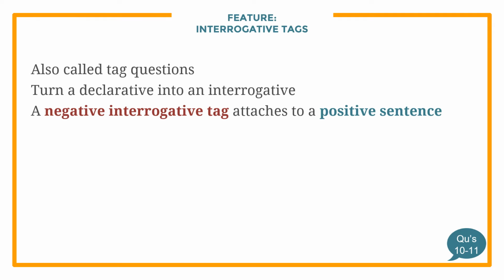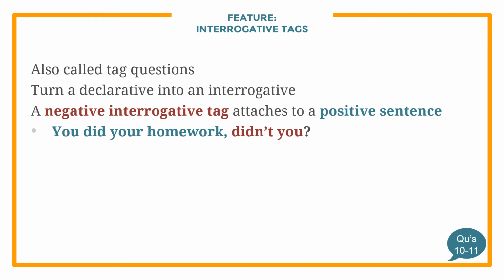What we can do is we can attach a negative interrogative tag to a positive sentence or a positive declarative. For instance, if I say, you did your homework, that's a positive sentence. All right, I'm assuming that it has been done. I can then attach a tag to that of didn't you? And that is what we call a negative tag, right? Because it's got that negative word didn't. So that negative tag attaches to the positive sentence.